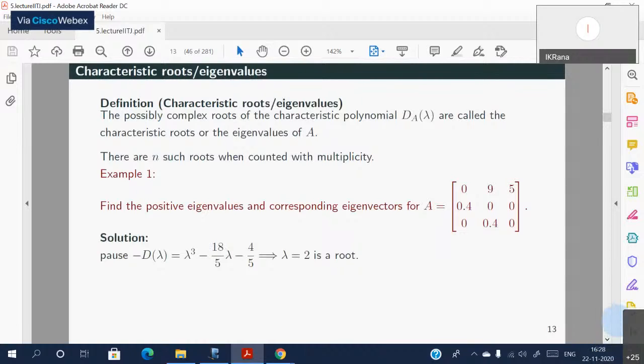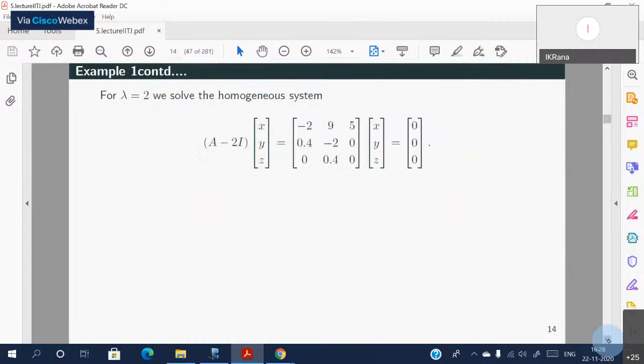So the possible roots: if the coefficients are real, then the characteristic polynomial may not have a real root, but it will always have complex roots because of the fundamental theorem of algebra. Treated over the field of complex numbers, it will have n roots, and those roots may be repeated. That is called the multiplicity of the root. Let us go over a bit more, because I will skip examples for the time being.